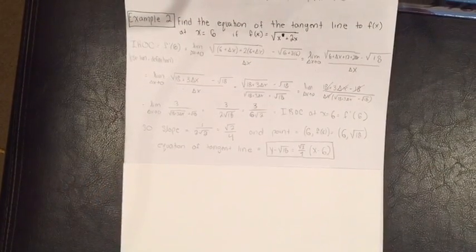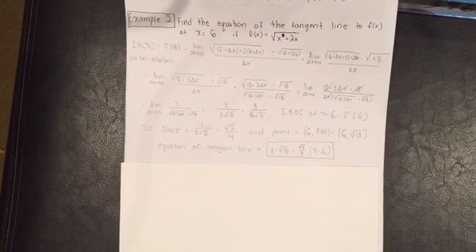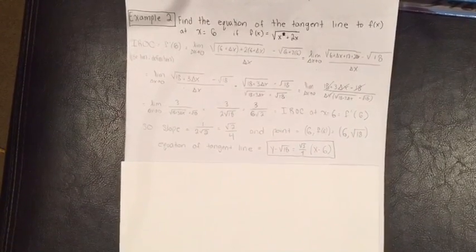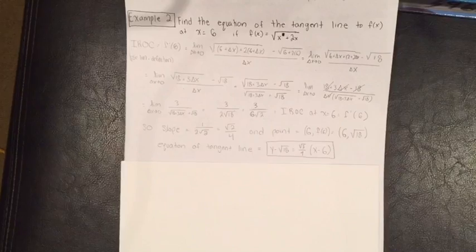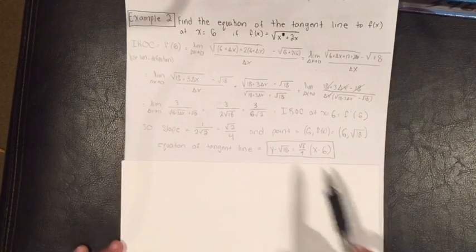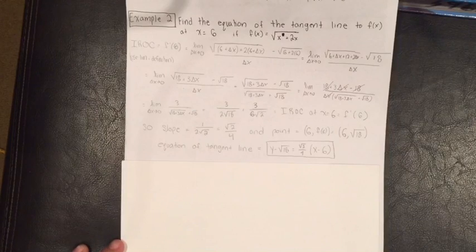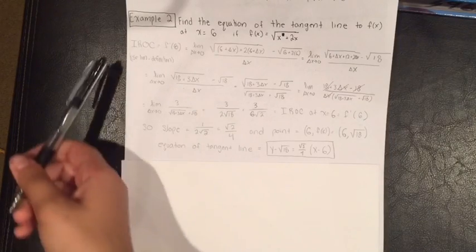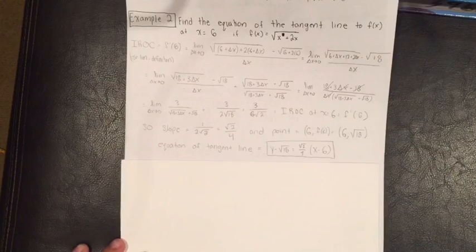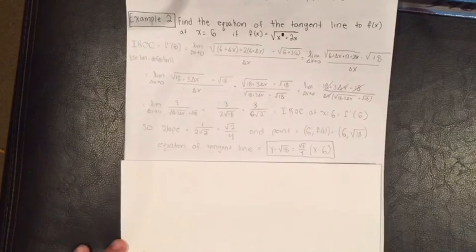Another type of problem you may see with derivatives and rate of change is when it asks you to find the equation of the tangent line to f of x. In example 2, we see that x equals 6 and the function equals the square root of x plus 2x. So, first you're going to want to find the instantaneous rate of change since it's giving you an exact x value. Now the instantaneous rate of change equals the derivative at that x value.